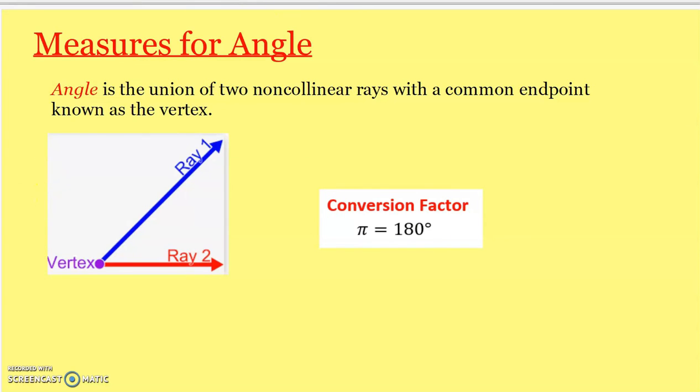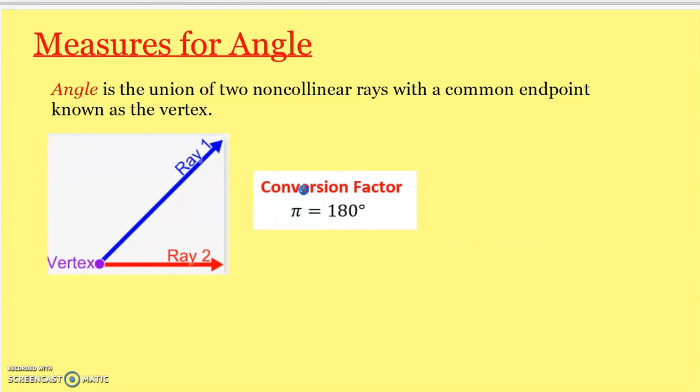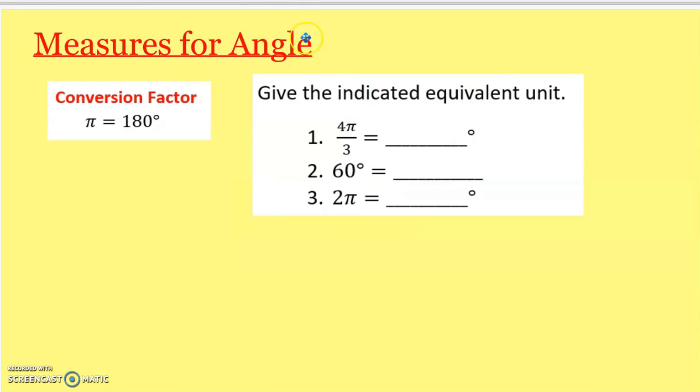Okay, there you have it. So, in our conversion for measures for angle, we only have two units, and that's degrees and radians. So, degrees with the small circle on the upper right corner, and the radians with the pi. So, we just have to convert one unit to another. And we only have one conversion factor to use. Pi equals 180 degrees. So we forget about the pi equals 3.14 muna kasi we will be sticking to this equivalence.